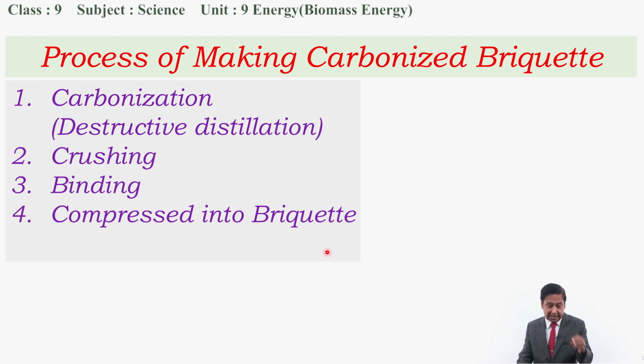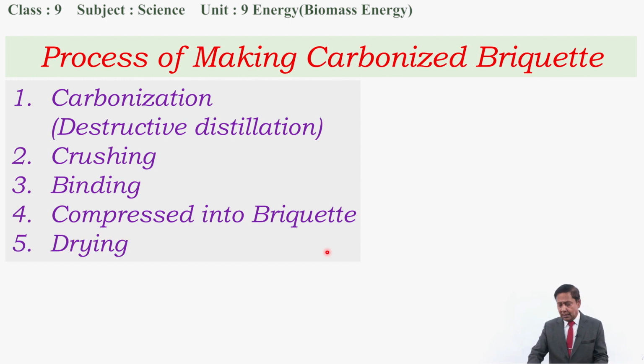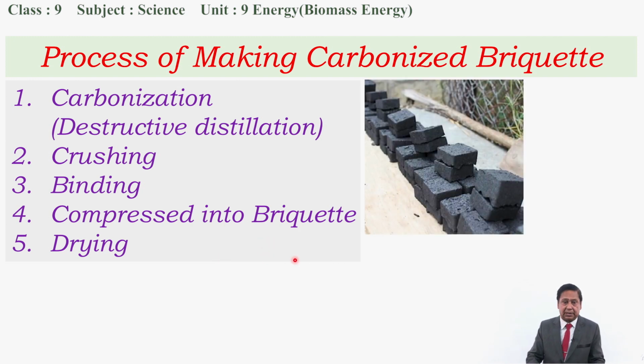A definite shape can be made. Now, at last, the briquettes should be dried. Water percentage should be reduced to 5% or maybe less than 5%. Then we will have this type of briquette. This is a cubical shaped briquette. It may be spherical shaped, and other shapes can also be formed. This way, the carbonized briquette can be made.